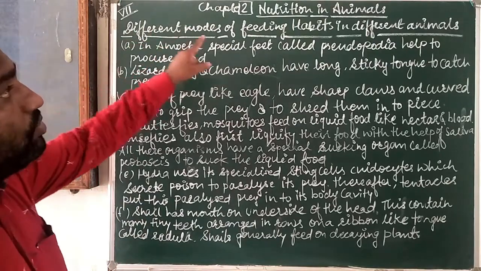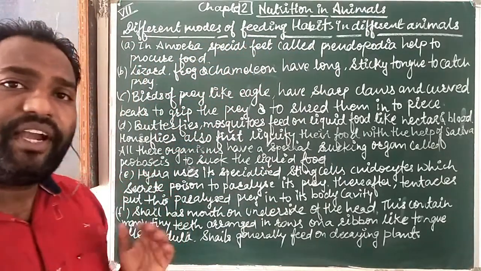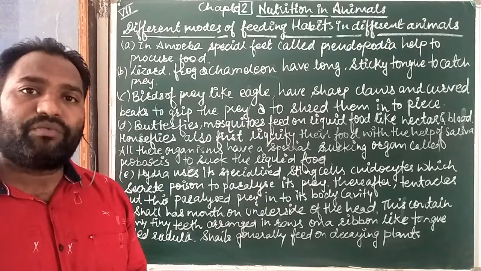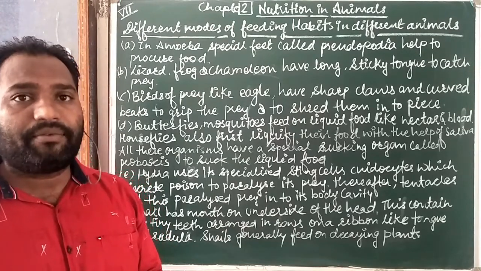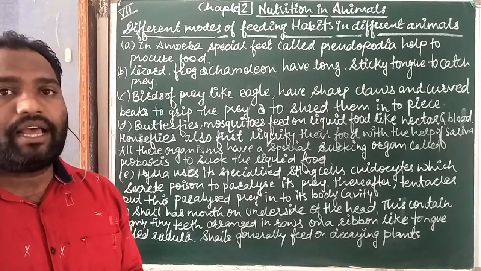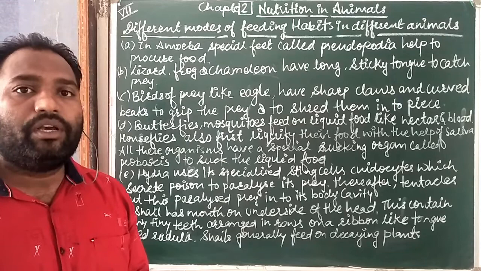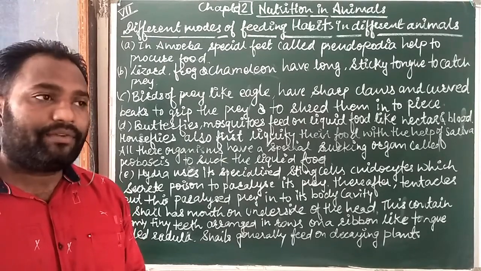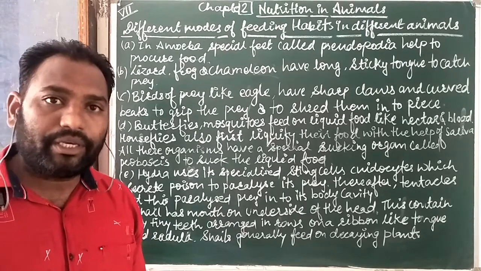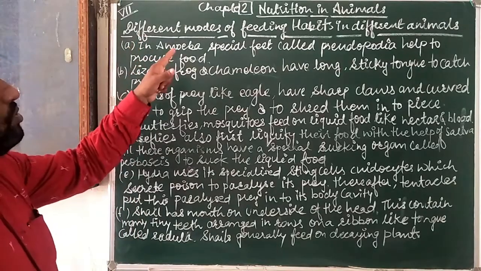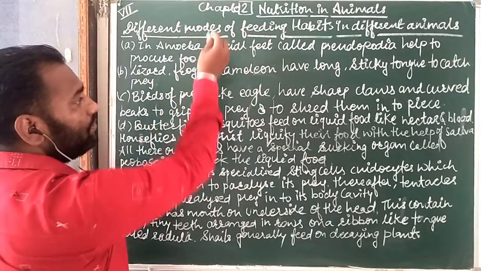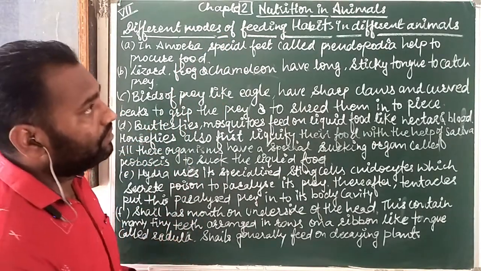First are the different modes of feeding habits in different animals. It means different types of animals have different food habits. Their food sources are different, their way of taking food is different, and their digesting of that food and taking of nutrients from it are also different in nature. For each animal there is a different process to engulf the food and digest it. So, different modes of feeding habits in different animals.